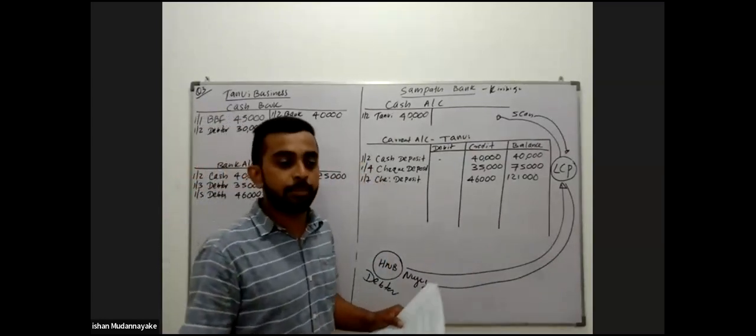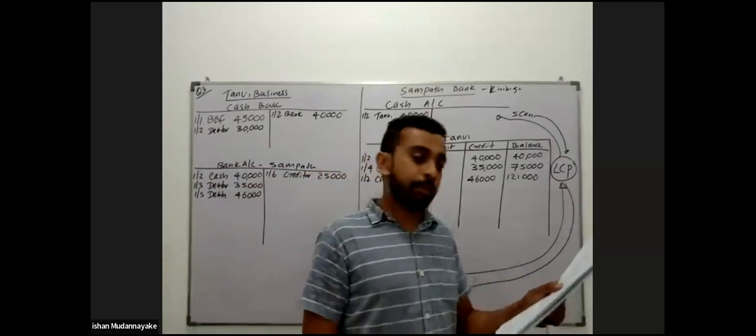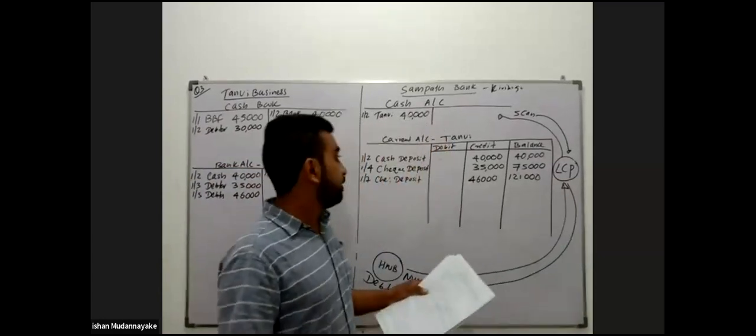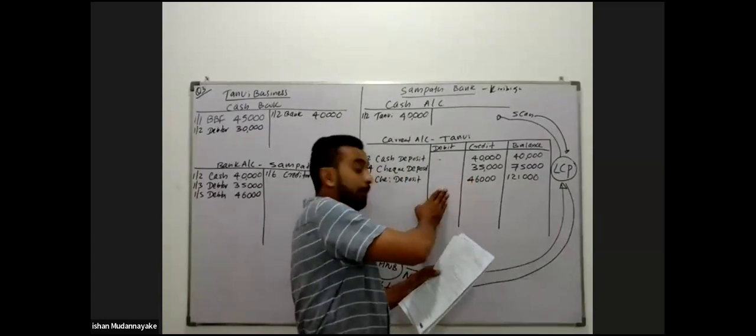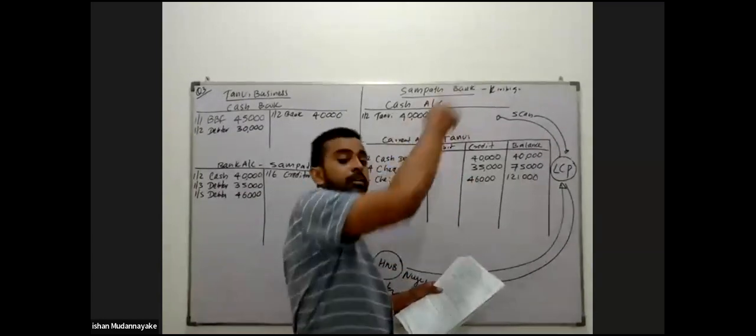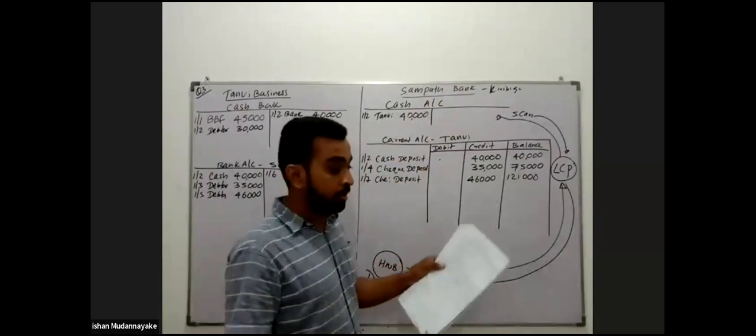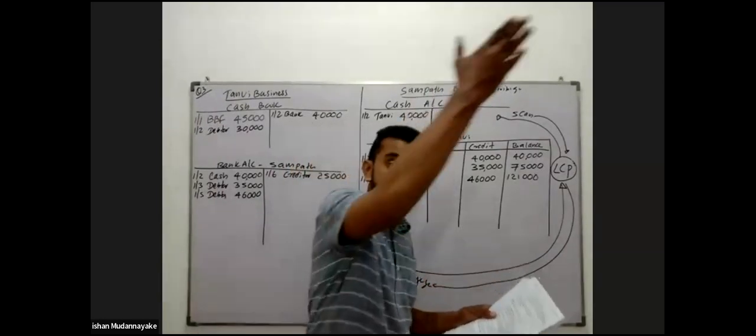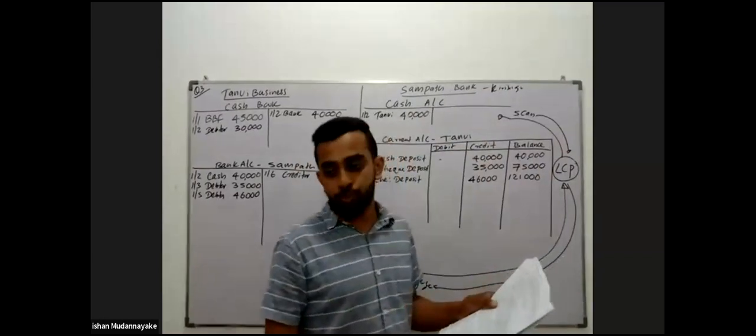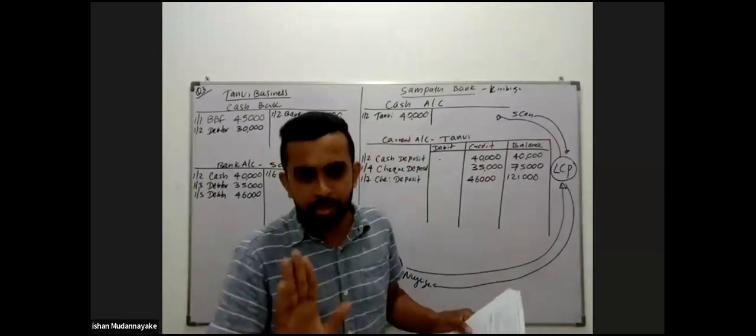Cash paid date by the Sampath Bank, 9 January. The Sampath Bank, how was our entry? Tani current account debit, Sampath Bank cash book credit. But no need to pass double entry in the Sampath Bank cash book.